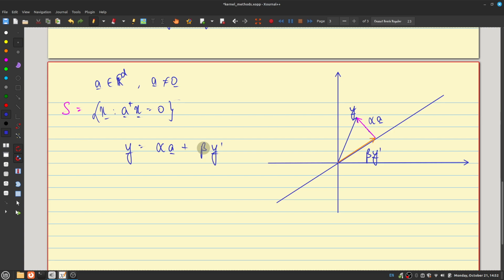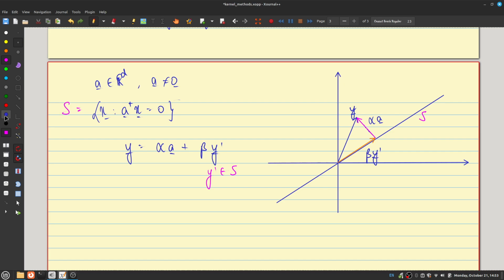This is just take a dot product with respect to A. You take the inner product of this with respect to A. Why will the left hand side be 0? So y prime is in S. You have to be a little careful. This y prime belongs to S, based on this picture over here.